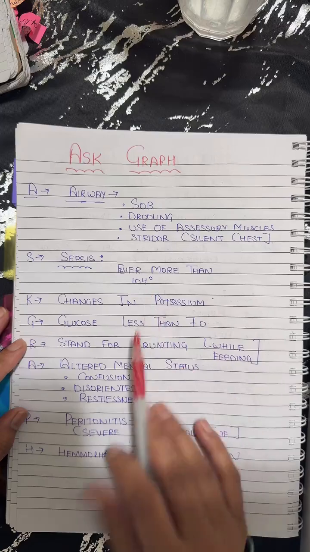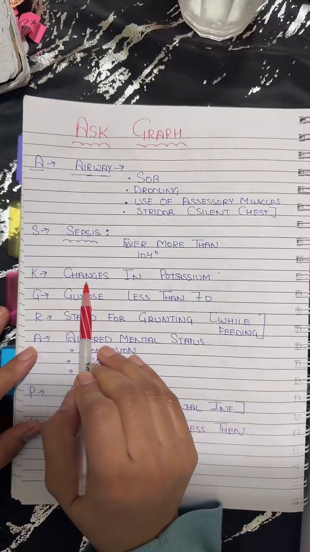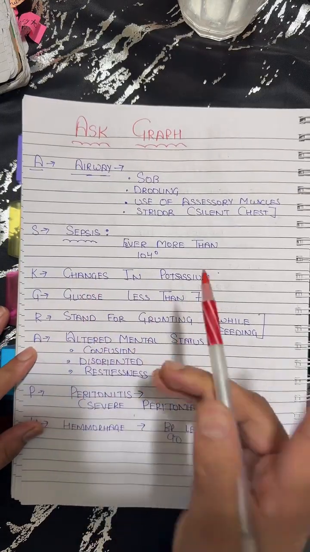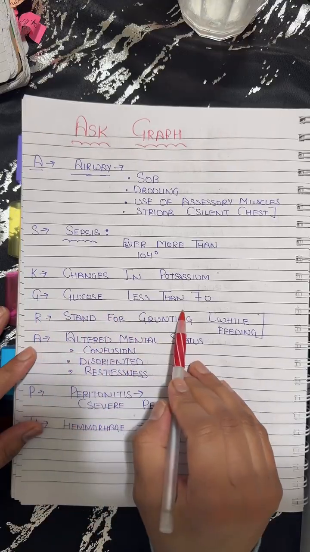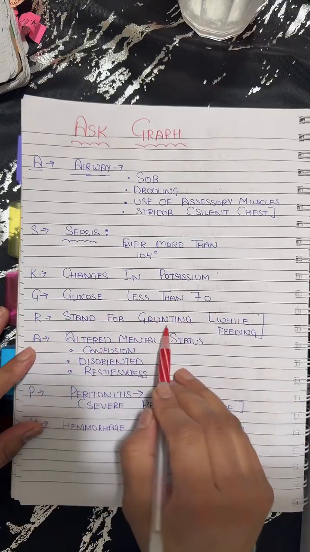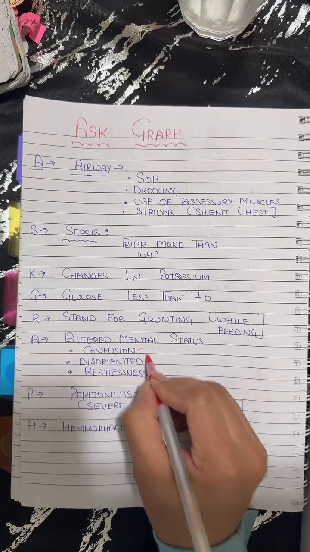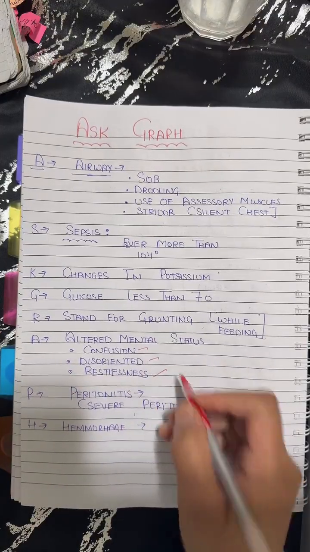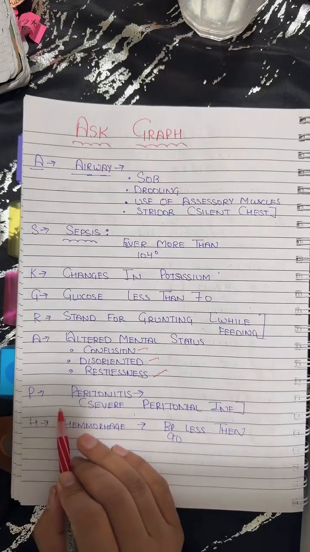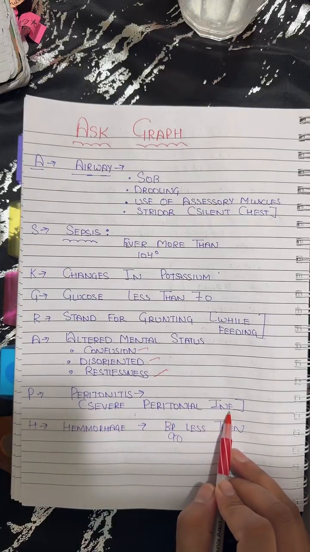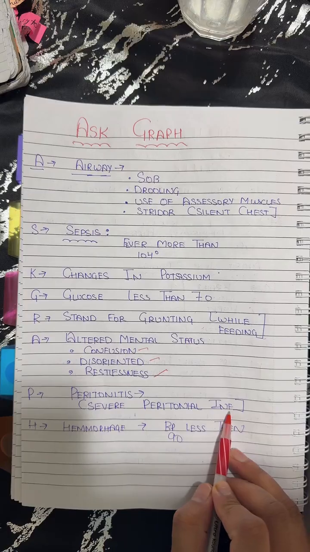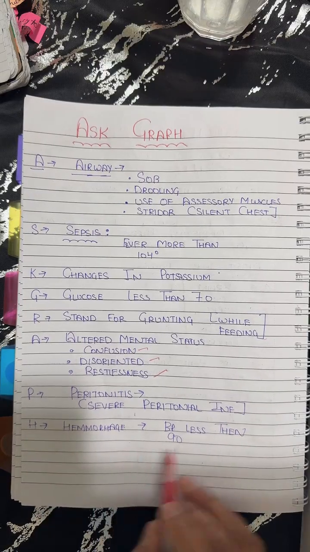S stands for sepsis: fever more than 104 degrees. K stands for changes in potassium. G stands for glucose less than 70. R stands for grunting while feeding. A is altered mental status, which includes confusion, disorientation, and restlessness. P stands for peritonitis, severe peritoneal infection. And H stands for hemorrhage, BP less than 90.